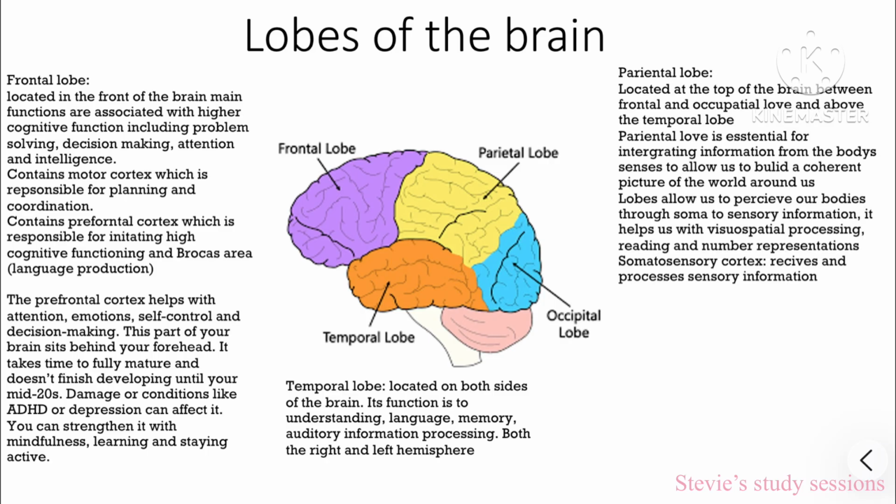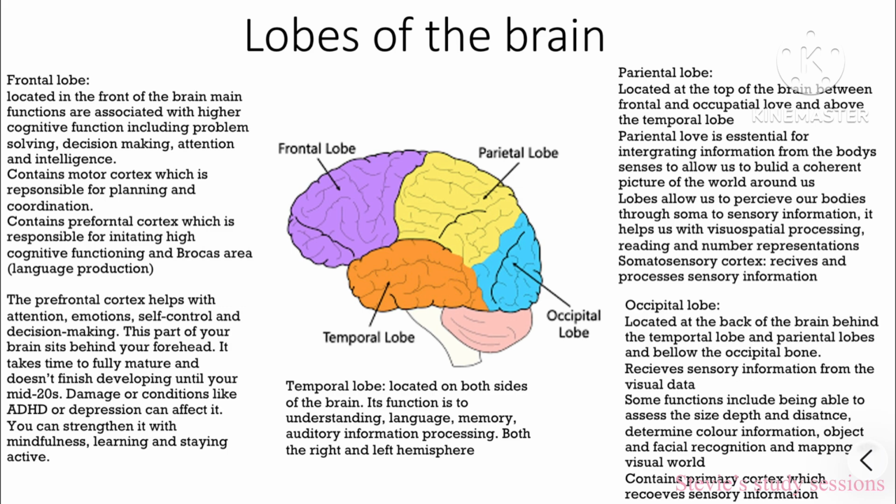The parietal lobe is located at the top of the brain between the frontal and occipital lobes, above the temporal lobe. It is essential for integrating information from the body's senses to allow us to build a coherent picture of the world around us. Somatosensory cortex: this is receiving and processing sense information. The parietal lobe allows us to perceive our bodies through somatosensory information. It helps us with visual spatial processing, reading, and number representations.